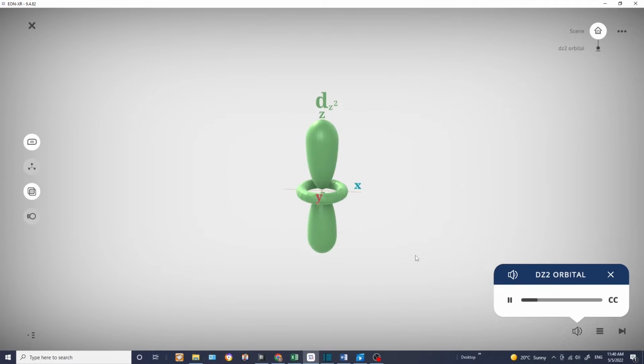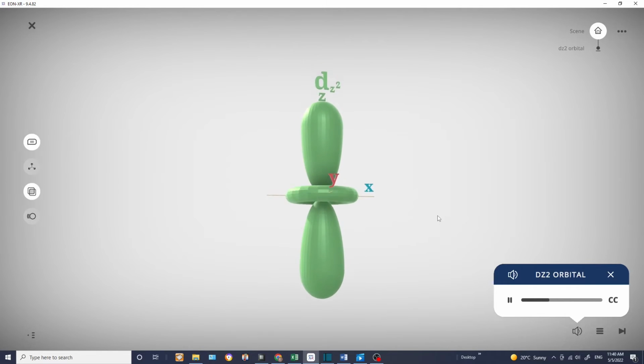Here we are looking at the dz square orbital, and you can see that most of the electron density is lying on the z-axis.